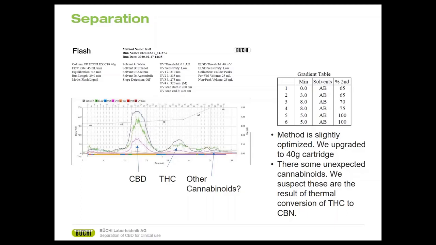So this is the second run we did. And again, we started with a 65 gradient of ethanol. And then we found out that CBD is coming somewhere at 68, 69. So we said, instead of going from 65 to 100, let's go step by step. So in 8 minutes, we increased our gradient from 65 to 70, and in 8 minutes from 70 to 75.